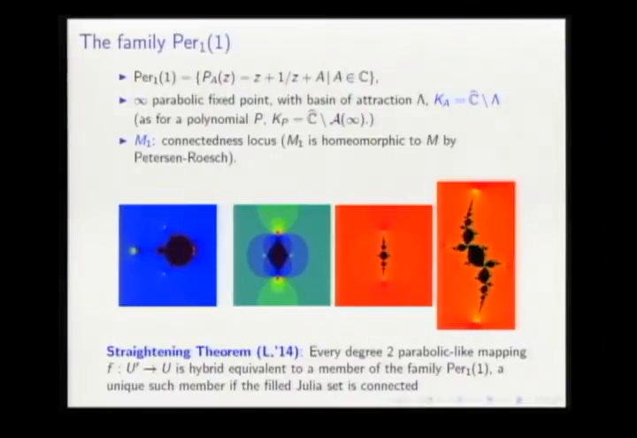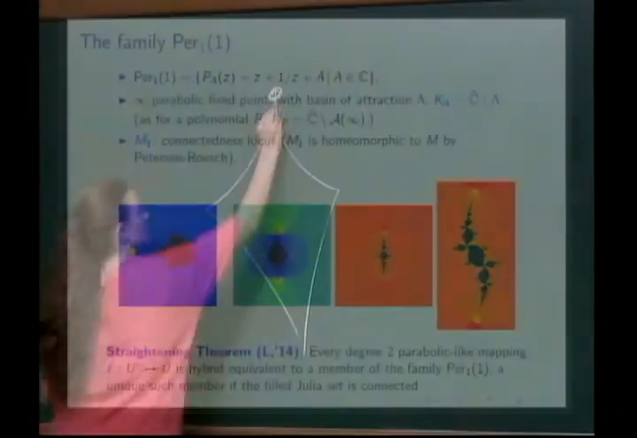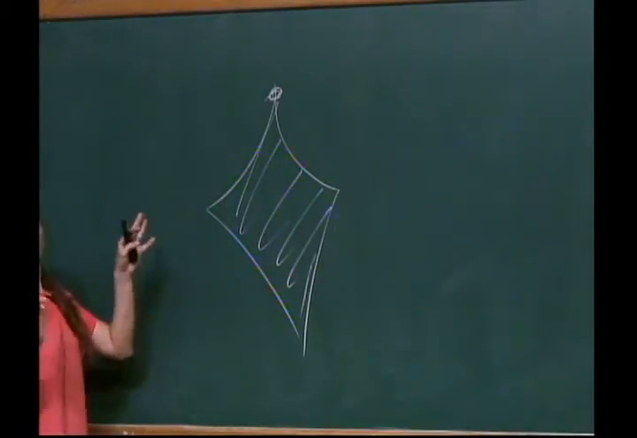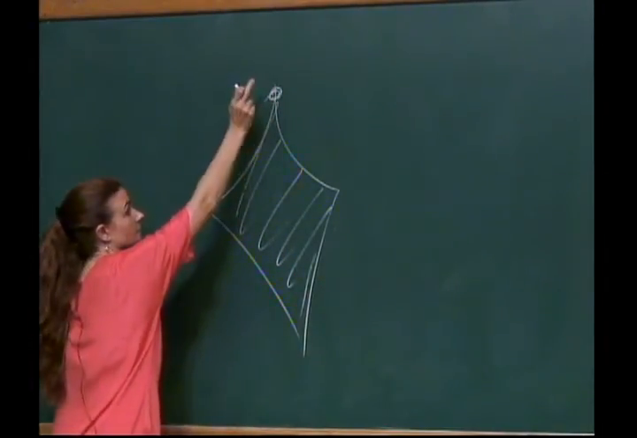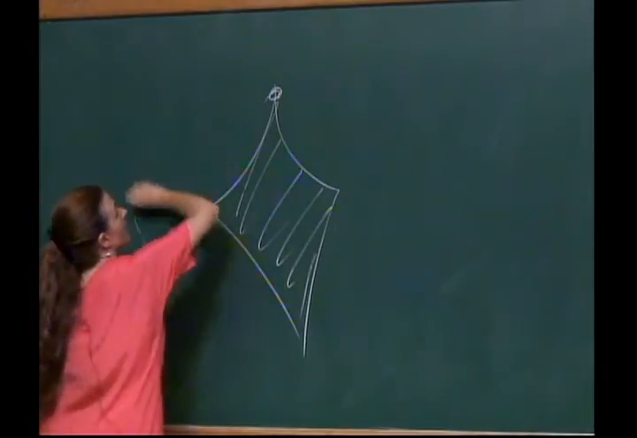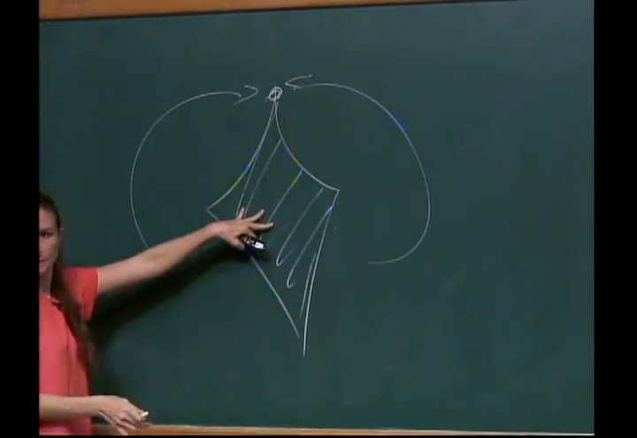Everybody in this family has a parabolic fixed point of multiplier 1. A parabolic fixed point has a basin of attraction. So, in analogy with polynomials, we define the filled Julia set to be the complement of the basin of attraction of infinity, which now is parabolic, just not super attracting. So, for example, we take this guy. We have here our parabolic fixed point. Everything outside this set is the basin of attraction of this parabolic fixed point. So everything was there besides this, that is the filled Julia set.